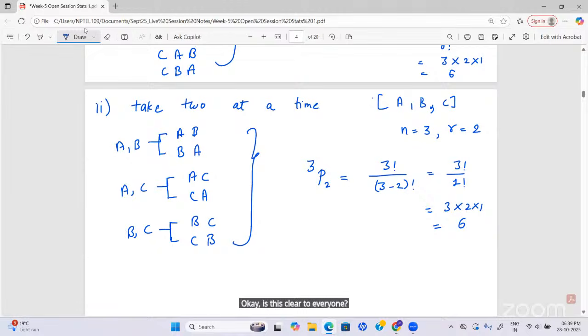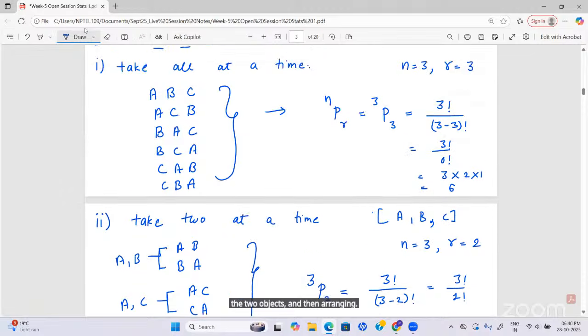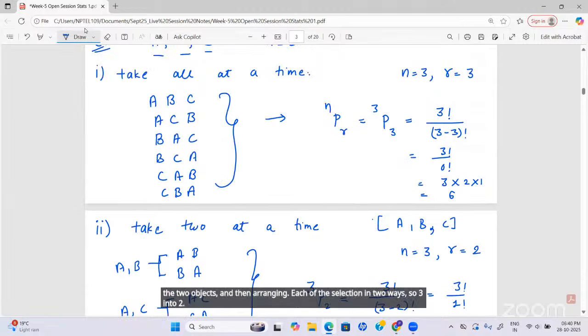Yes, ma'am. Ma'am, this works in a way that you have three ways of selecting the two objects and then arranging each of the selections in two ways. So 3 into 2. Is that the right logic?